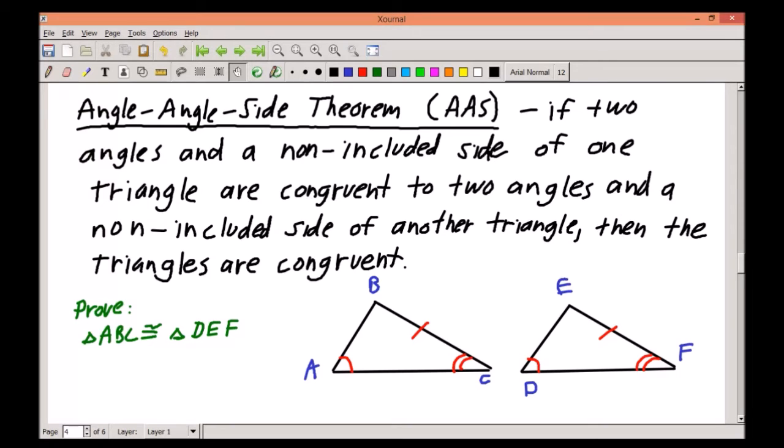So notice that we can now conclude also that angle B in the first triangle is congruent to angle E in the second triangle because of the third angles theorem. Remember that one? If 2 angles of one triangle are congruent to 2 angles of another triangle, then the third angles are congruent. So we've used that one already.